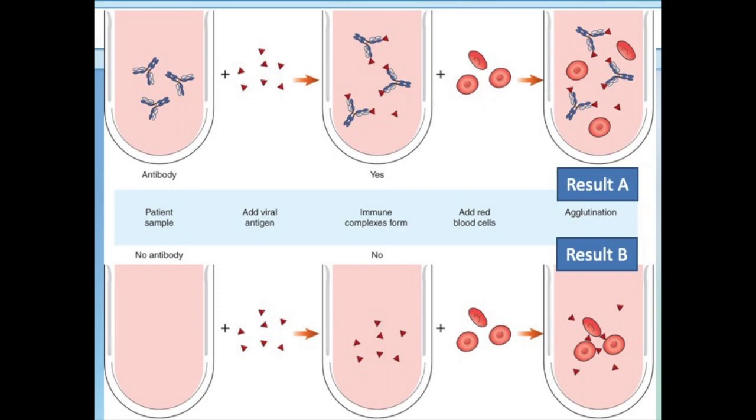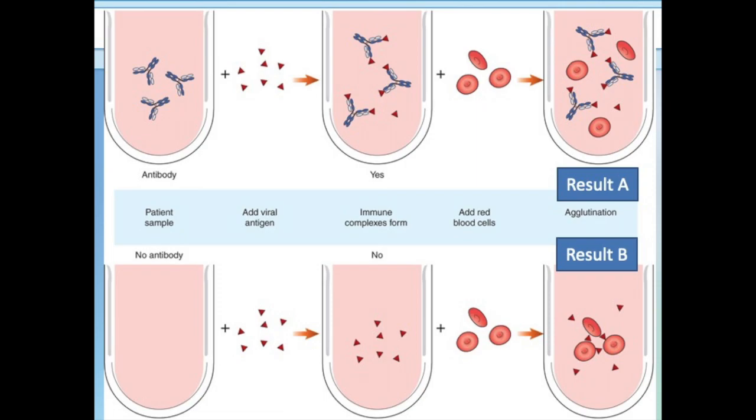Take note, it's only applicable for viruses with hemagglutinin. So what are examples of viruses with hemagglutinin in the envelope? That's the orthomyxovirus. Flu virus is an example of orthomyxovirus. Okay? So let's take a look at result B. In result B, the patient doesn't have any antibody. A negative result. So even if you add viral antigen, there won't be any immune complex. And since there's no immune complex, when you add RBC here, the antigen will bind with the RBC because hemagglutinin has the capacity to agglutinate RBC.